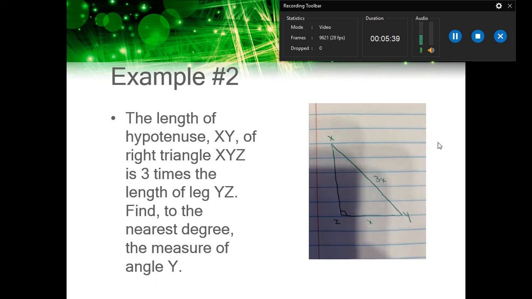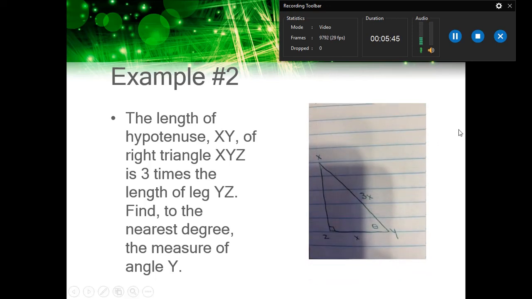They want us to find, to the nearest degree, the measure of angle y. So since that's what I'm looking for, I'm going to place theta there as my variable. Based on how I've labeled, I have x, which is my adjacent side, and 3x, which is my hypotenuse. This tells me I need to use the cosine ratio.